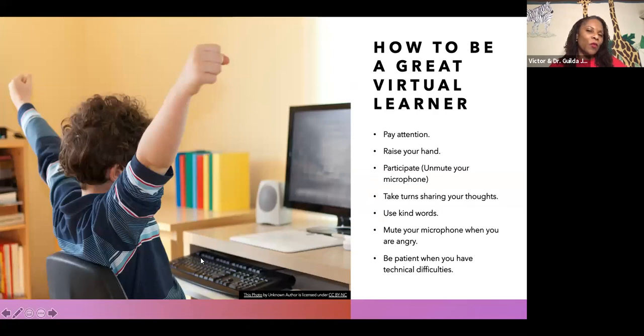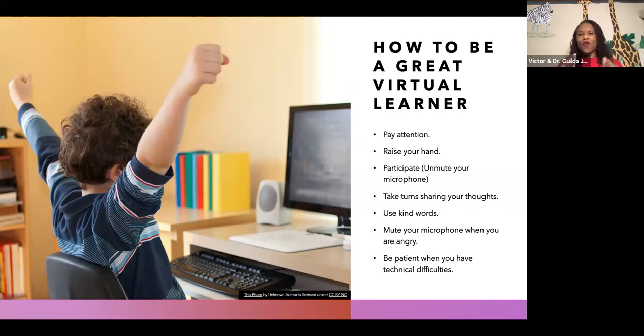So what do you think about what we've been talking about so far, students? Have you been doing this? These are the things that you need to do in order to be a successful learner.